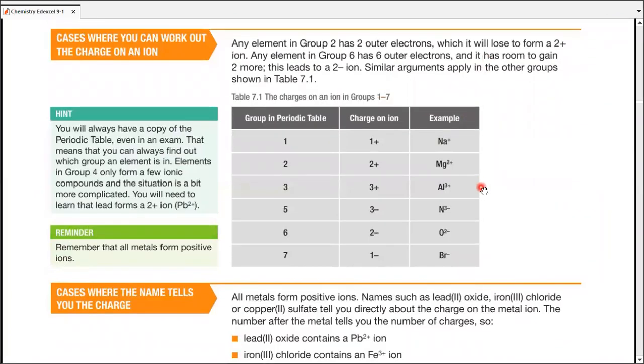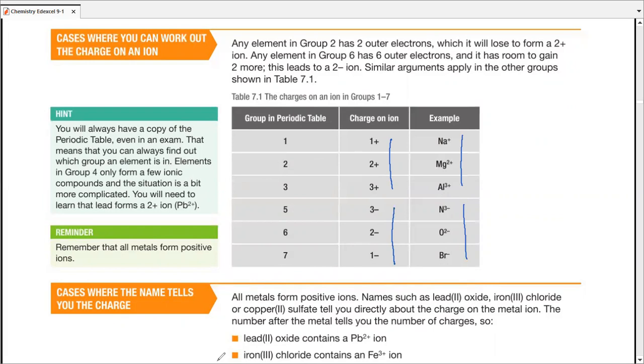If you look at these groups in the periodic table, these are the charges on the ions. There are some examples. So it's pretty easy: if you remember along with the group what charge it's going to have, you can cover most of the elements of the periodic table. Easy enough?